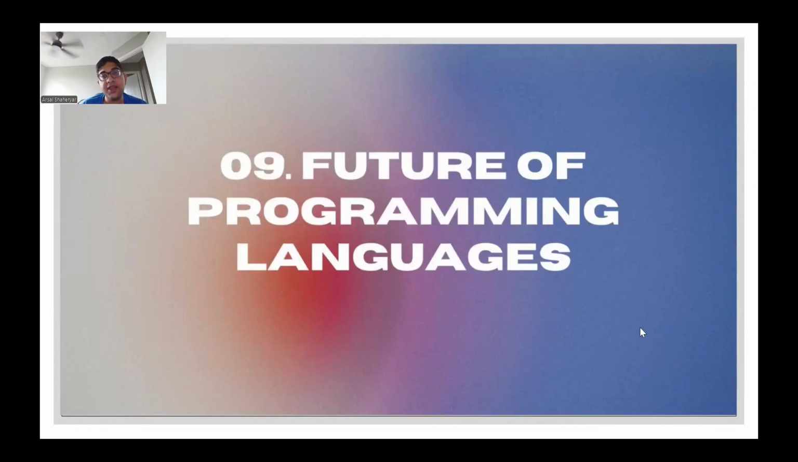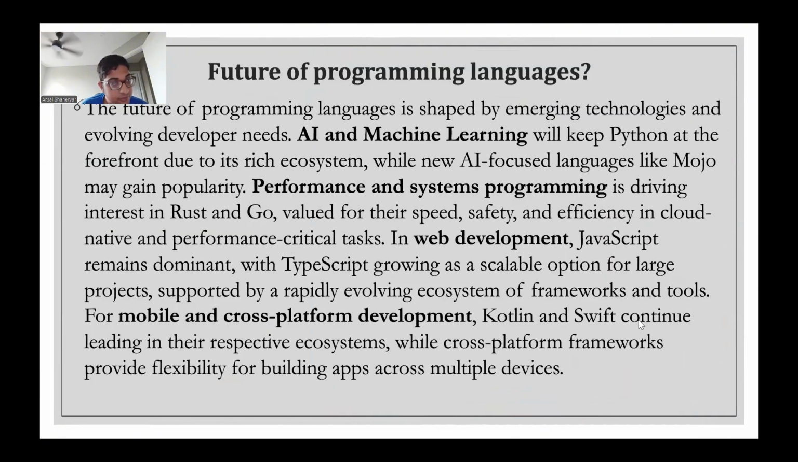Now, the future of programming languages. The future of programming languages is shaped by emerging technologies and evolving developer needs. AI and machine learning will keep Python at the forefront due to its rich ecosystem, while new AI focused languages like Mojo may gain popularity. Performance in systems programming is driving interest in Rust and Go, valued for their speed, safety, and efficiency in cloud native and performance critical tasks.